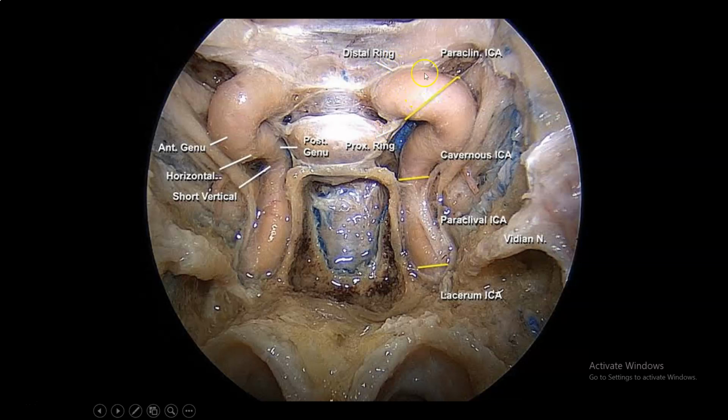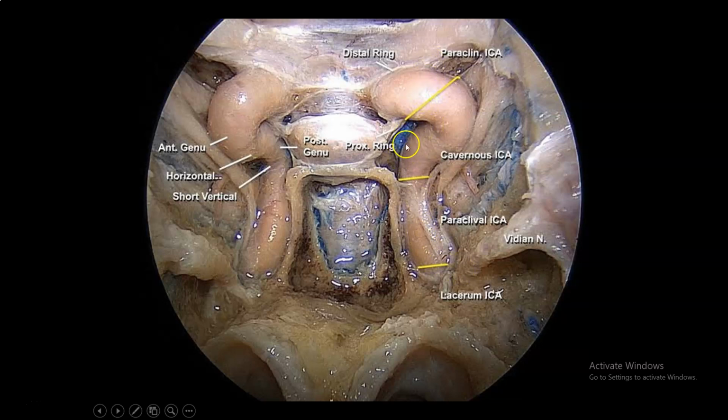The clinoidal segment is an extradural segment, comes from the cavernous sinus and passes extradurally and pierces the dura by piercing the distal ring, entering intracranial. Clinoidal segment, cavernous segment, anterior loop convex anteriorly, the medial loop, this is the medial loop convex posteriorly.